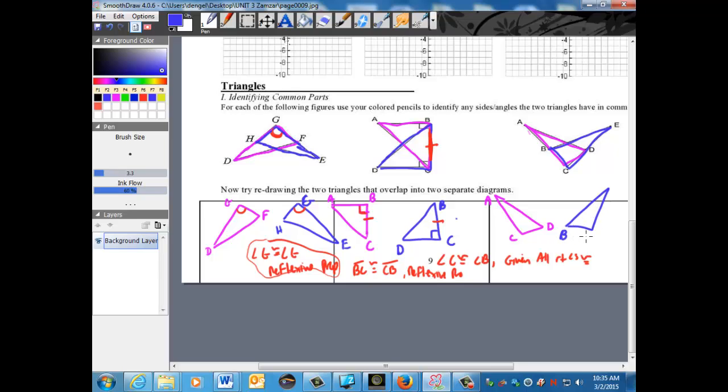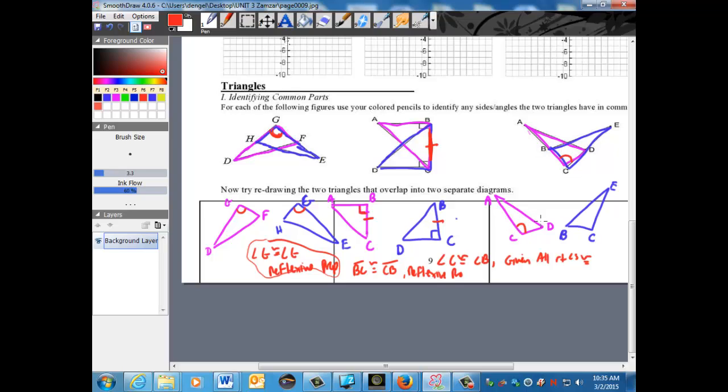So here's B, here's C, and here's E. And same thing as before, we want to look for sides and angles that they share. So I'm looking, and hopefully we can tell, just like in problem 1, see how we have angle G that's used in both triangles? Here it's going to be angle C is used in both triangles.